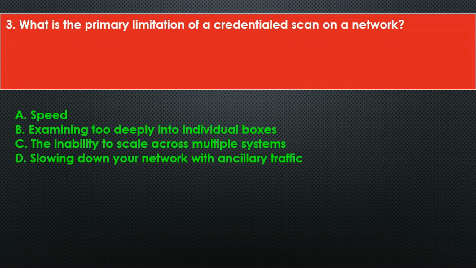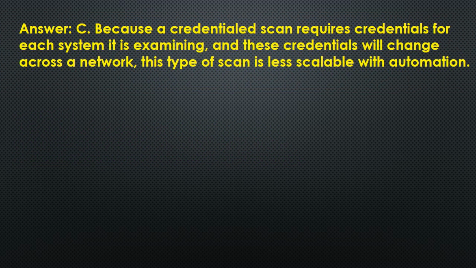3. What is the primary limitation of a credentialed scan on a network? A. Speed, B. Examining too deeply into individual boxes, C. The inability to scale across multiple systems, D. Slowing down your network with ancillary traffic. Answer, C. Because a credentialed scan requires credentials for each system it is examining, and these credentials will change across a network. This type of scan is less scalable with automation.